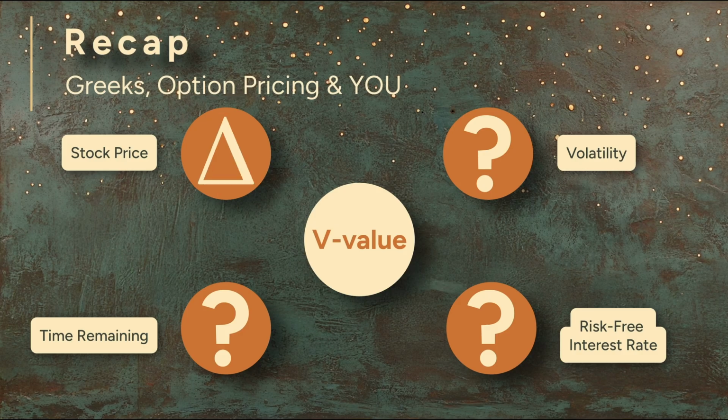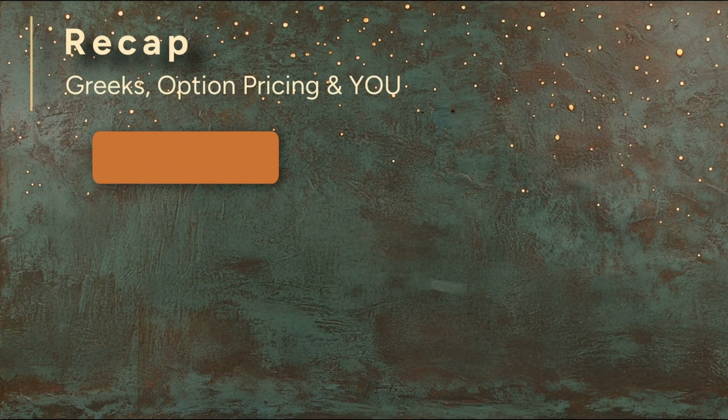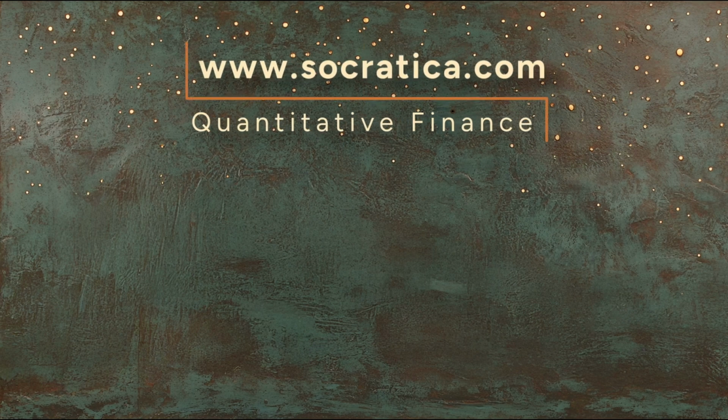Delta connects the stock price to the option value. Vega tells you how sensitive the value is to volatility. Theta captures the effect of time. And rho shows how interest rates play a role. These are the big four, the core Greeks. But they're not the only ones. There are even second-order Greeks, like gamma, that help you manage more complex risk. Options are powerful and subtle. Understanding the Greeks gives you control.